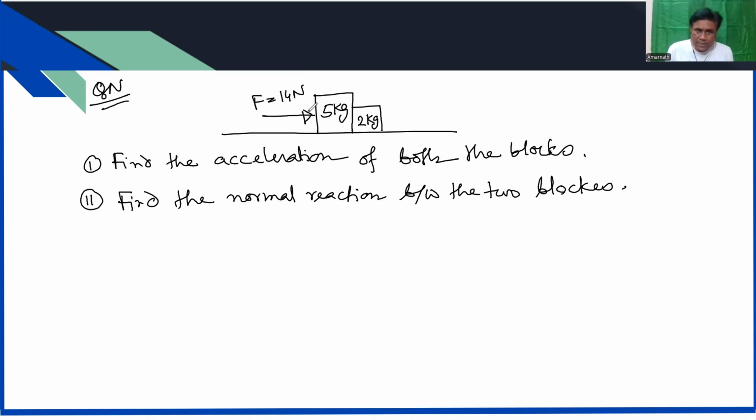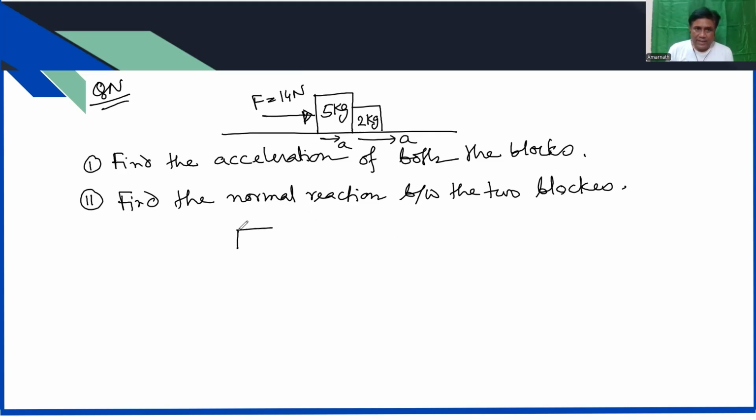See, here, what is the constraint you see? If I push the 5 kg block, the 2 kg block also will go along with it. So it means if the 5 kg block goes by 10 meter, the 2 kg block also will be going by 10 meter only. I'm not giving any jerk, I'm not giving any impulse. And I am also not talking about friction. Friction is not there. So it means they will go together only. So in this situation also, the acceleration of 2 kg and the acceleration of 5 kg are both the same. Clear?